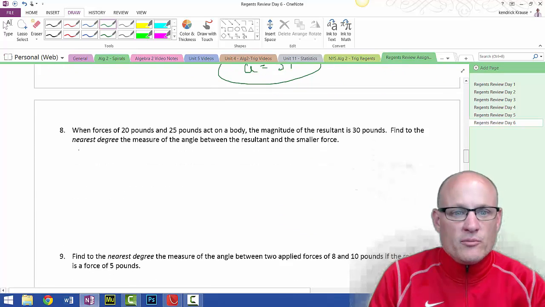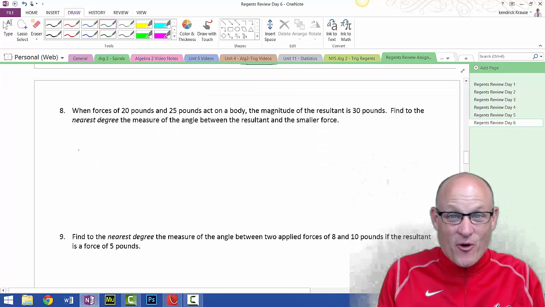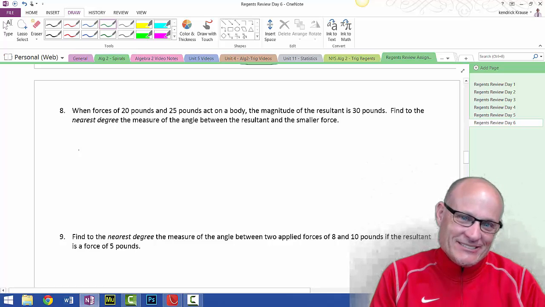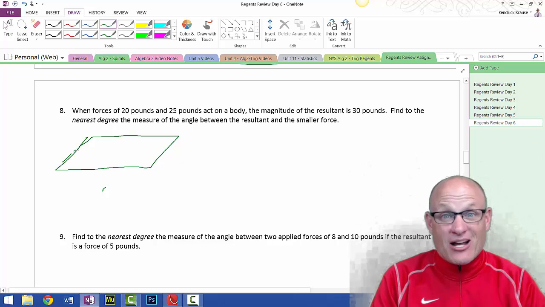So we're moving. Oh, look at that. It's another forces question. I'm so excited. I still can't find my pen. Okay, so we draw another parallelogram. We're almost done with these kids. Let's see. Now I'll try to read correctly.